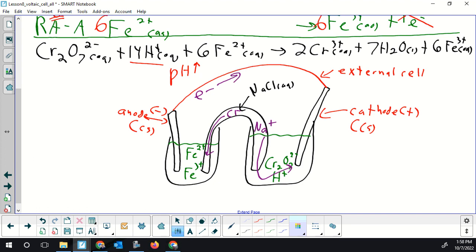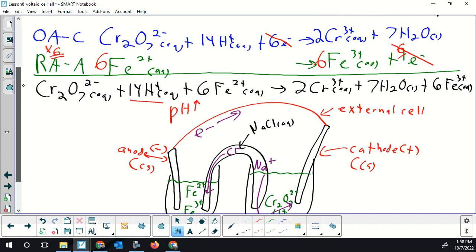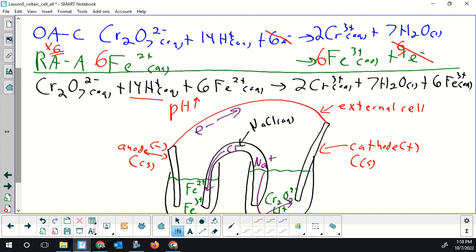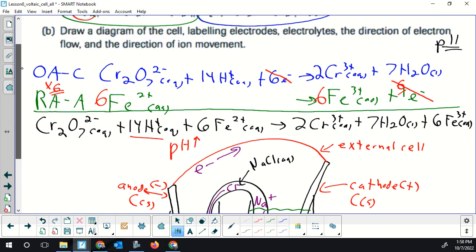We're not going to get any solids whatsoever. There are no solids in our half reaction, so both electrodes are going to stay the same mass. You take them out, you dry them off, you weigh them dry before, you weigh them dry after, and they don't change. Okay. Let's see what I've labeled.